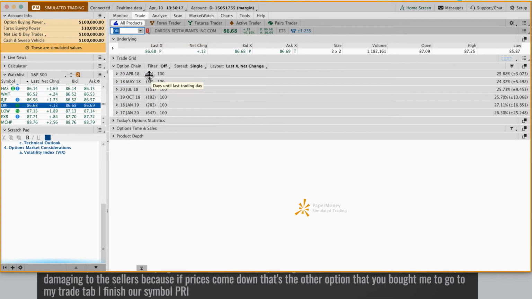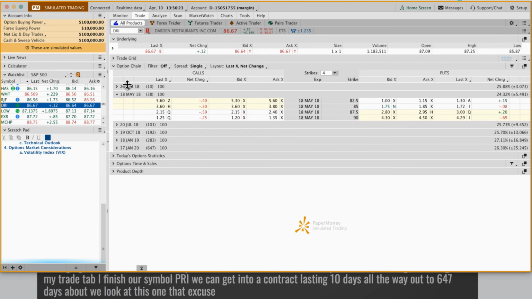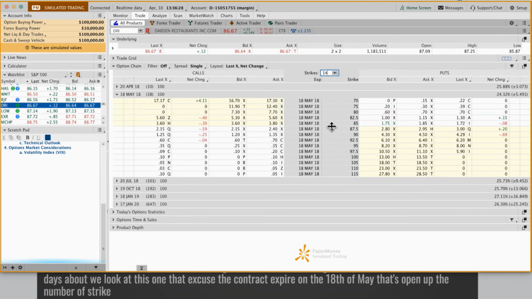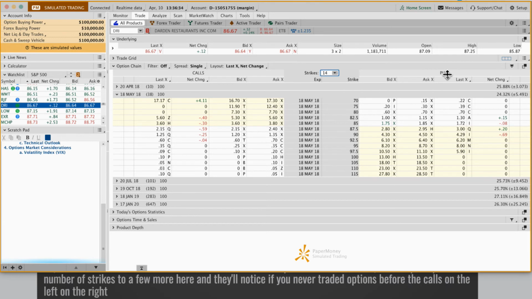So I'm going to go to my trade tab, type in our symbol DRI, and I'm going to look for an option. We could get into a contract lasting 10 days all the way out to 647 days. How about we look at this one, these contracts that expire on the 18th of May. Let's open up the number of strikes to a few more here. And you'll notice if you've never traded options before, the calls are on the left, the puts are on the right. I would assume that most of you have, since you're in here in a discussion of how do we select our strategy. So let's go over to our puts, and let's maybe look at selling.